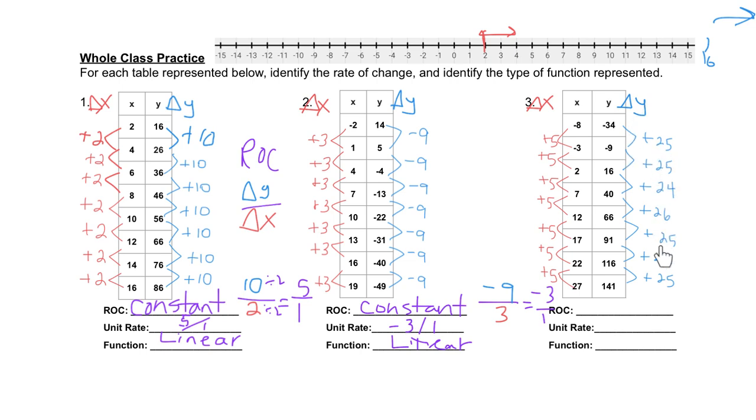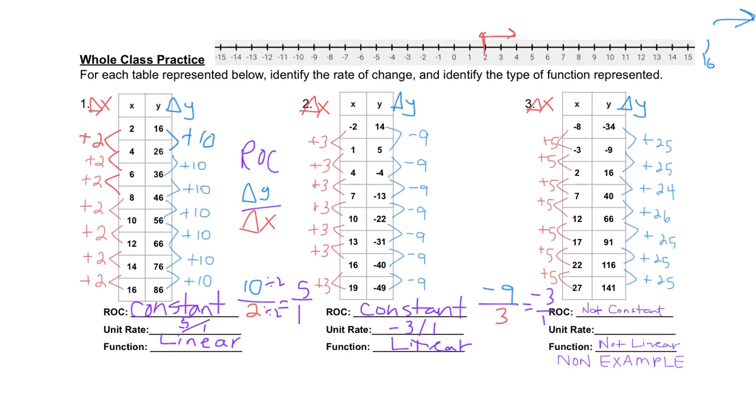However, the y values, this is why you need to be careful, they didn't all change by the same amount. It increased by 25, 16 plus 24 though is 40. 40 plus 26 is 66. 66 plus 25 is 91. So these came out to different values. So this is not constant, so this is not a linear function, so it's a non-example.